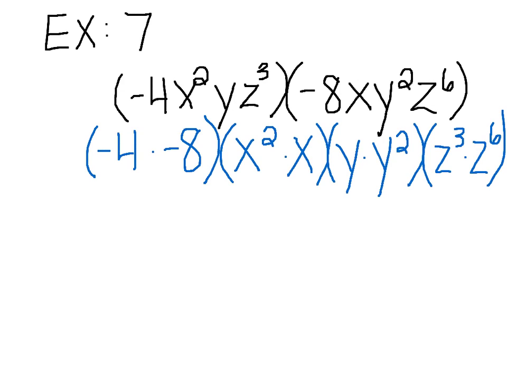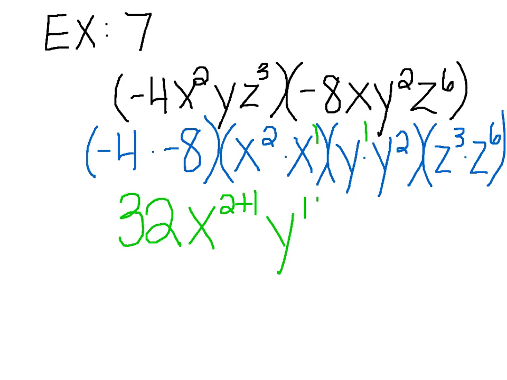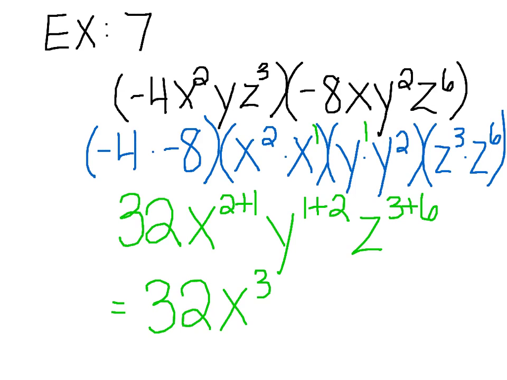Now, -4 times -8, we have 32. X to the, keep the base, add the exponents, 2 plus 1. Y to the 1 plus 2. And z to the 3 plus 6. So our final answer is 32, x to the 3rd, y to the 3rd, z to the 9th. And there you go. You are done.